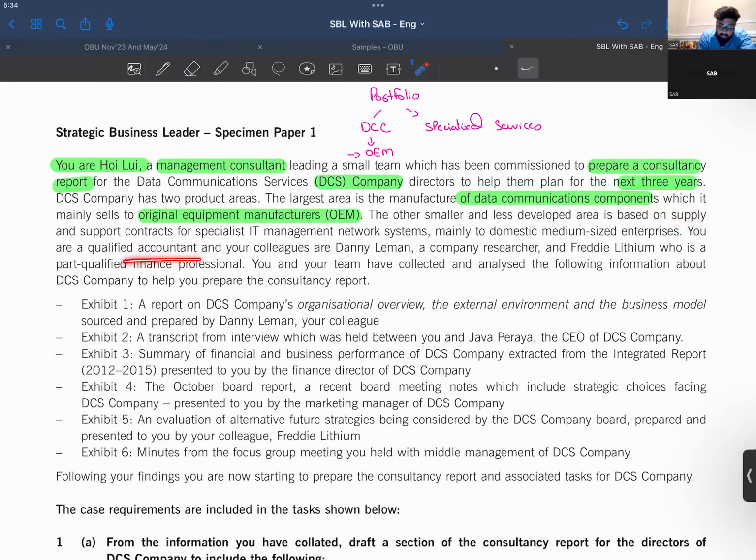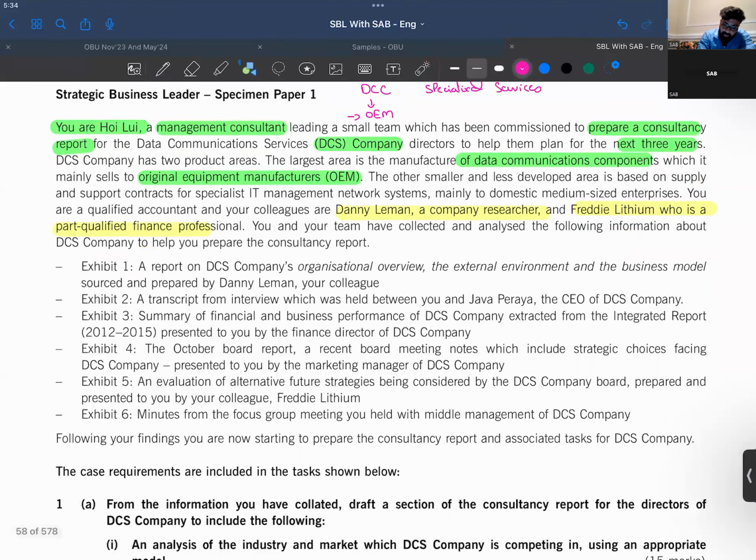You are a qualified accountant and your colleagues are Danny Lemon, a company researcher, and Freddie Lithium, who is a part qualified finance professional. So you have a team of 2, right? You and your team have collected and analyzed the following information about DCS company to help you prepare a consultancy report. So you have these exhibits, right?